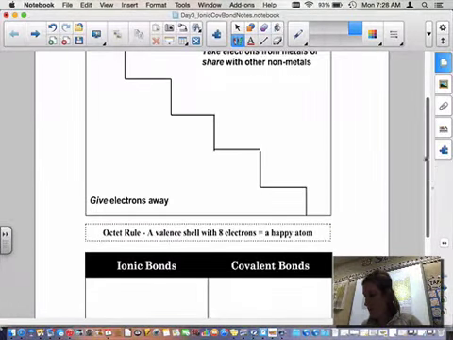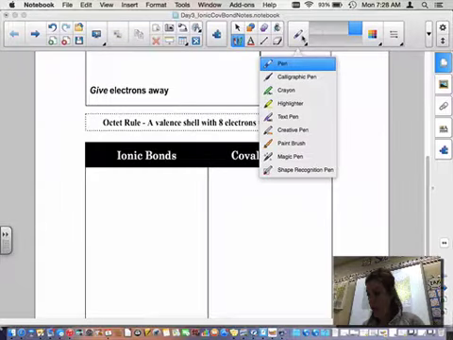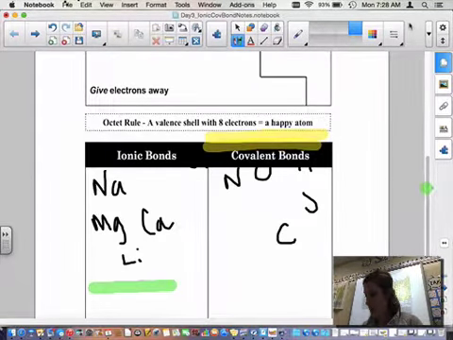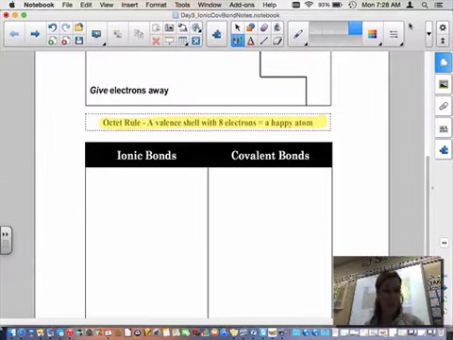Okay, the reason why we're doing this is because of the octet rule. The octet rule is the rule that states that these valence electrons have a full outer shell. So we have 8 in this outside shell, which means it's a happy atom.